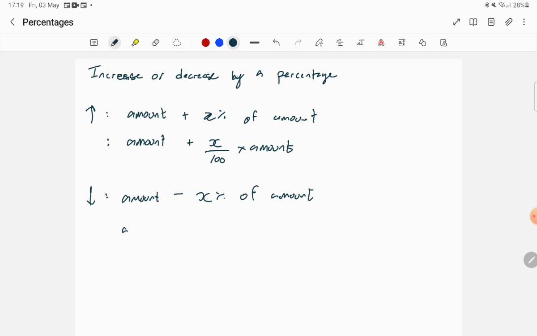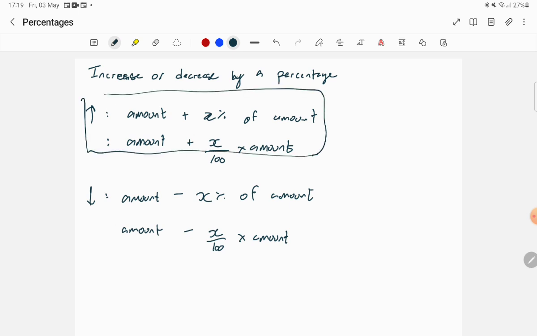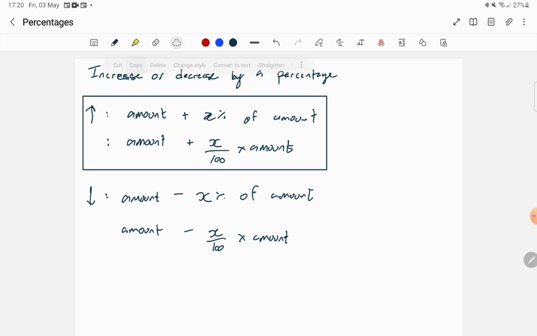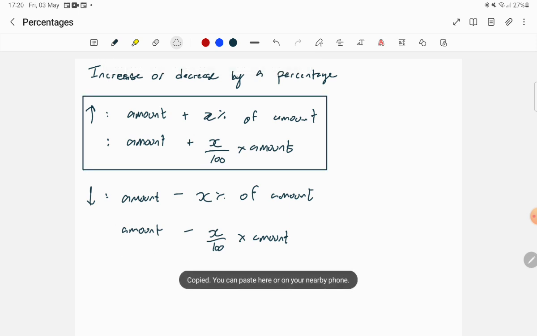So again, amount minus X over 100 times the amount. So I think the best way to do this is, let's actually have a look at an example.